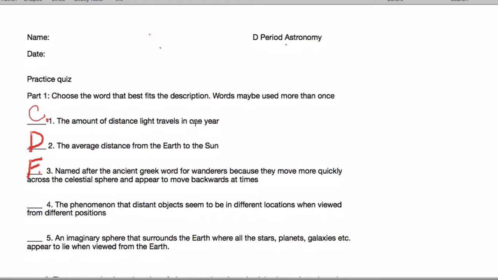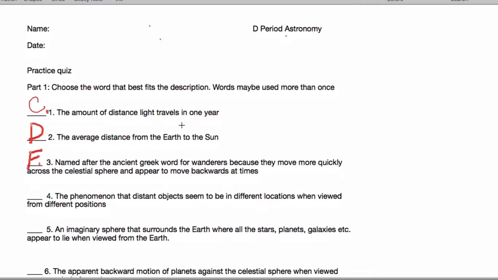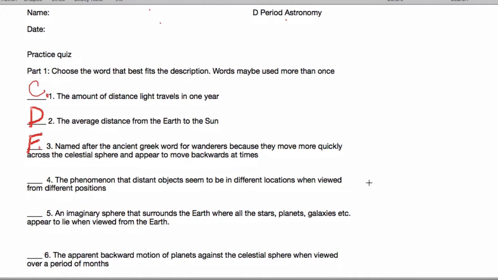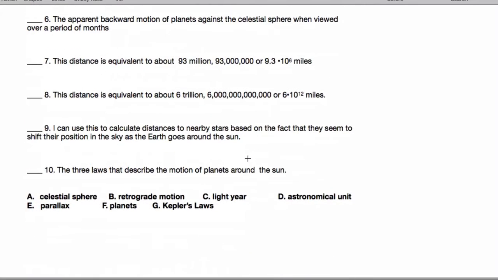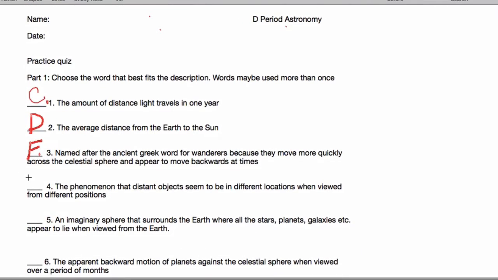The phenomenon that distant objects seem to be in different locations when viewed from different positions. And I want to be really clear, this is that idea that you're looking at something far away, you close one eye, you close the other, and you look at it. That's known as parallax. I'll actually give you a better definition in the study guide, but that's a good operational one.